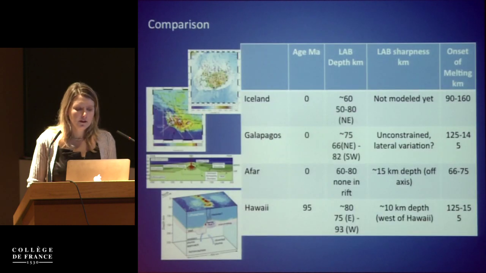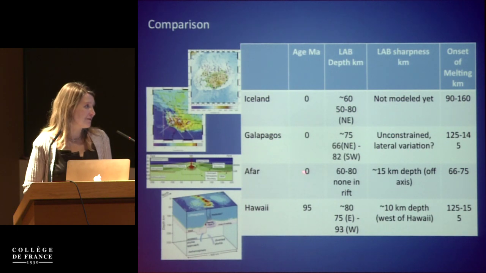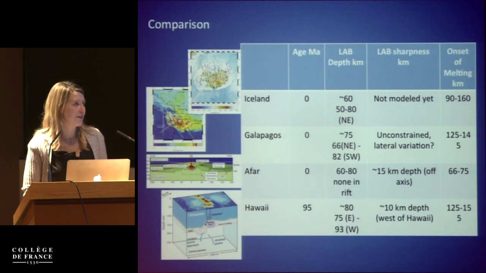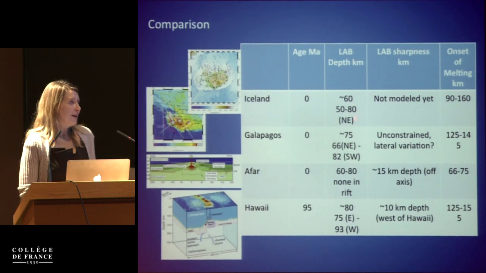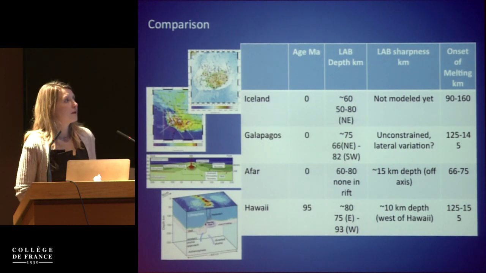And so the whole point of this is to make some comparisons among these. Unfortunately, many of them are at very young age seafloor or at the transition to seafloor. But overall, what I see is pretty consistent results for a phase associated with the lithosphere-asthenosphere boundary, something in the depth range of, say, 50 to 80 kilometers, with subtle variations within each region, actually. In terms of sharpness, there's a lot of places that are not well constrained. I haven't done it in Iceland.